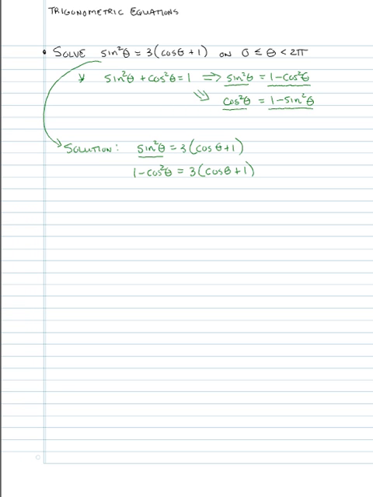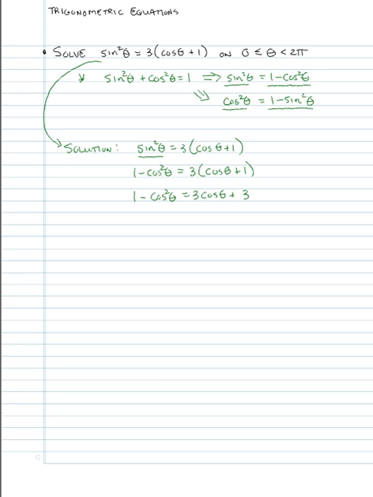Now, as I'm looking at this, I see cosine squared theta, and I see cosine theta to the first power. That's kind of like an x squared and an x to the first power. So I think that this is really a quadratic equation in the variable cosine of theta. So what I'm going to do is simplify and gather all terms to one side, get 0 on one side. So I'm going to multiply that 3 out. I have 3 times cosine theta plus 3 times 1.